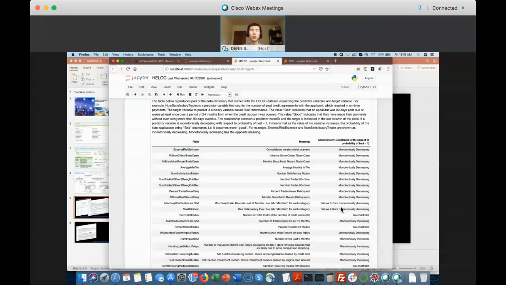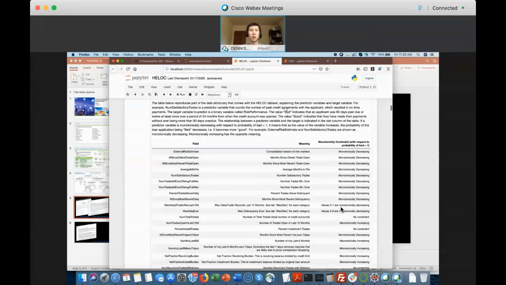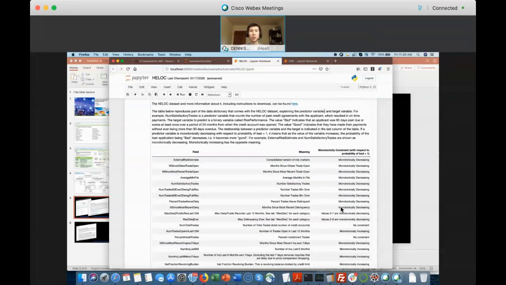The target variable has been binarized into just two labels, good and bad. So good means that the applicant made timely repayments. Bad means that they were late for more than 90 days on at least one payment. Yeah, so I think that that's all I want to say about the data at the moment.